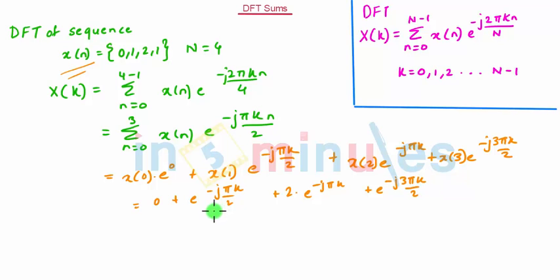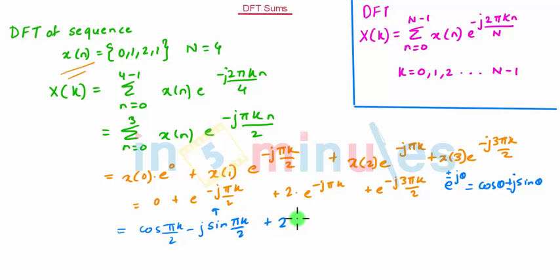Now we are going to expand these exponential terms. The formula for expanding the exponential terms is e raised to plus or minus j theta is equal to cos theta plus or minus sin theta into the imaginary term. As this term is imaginary, it will be j sin theta. So after expanding, we finally get cos pi k by 2 minus j sin pi k by 2 for this term, plus 2 into cos pi k minus j sin pi k plus cos of 3 pi k by 2 minus j sin 3 pi k by 2.